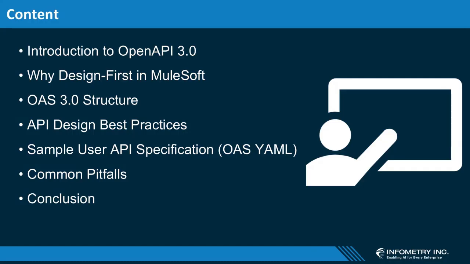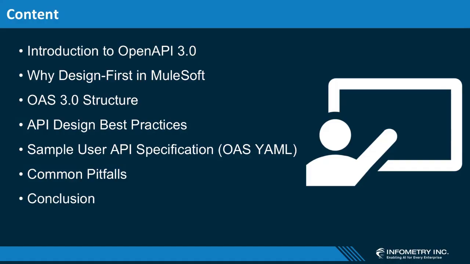Then the OAS 3.0 structure. This section breaks down the building blocks of an OpenAPI specification. Understanding structure is critical because MuleSoft tools heavily rely on it for automation. And what are the best practices? We'll discuss practical API design rules that actually matter in production systems. These best practices help avoid rework, improve usability, and keep APIs stable and scalable.